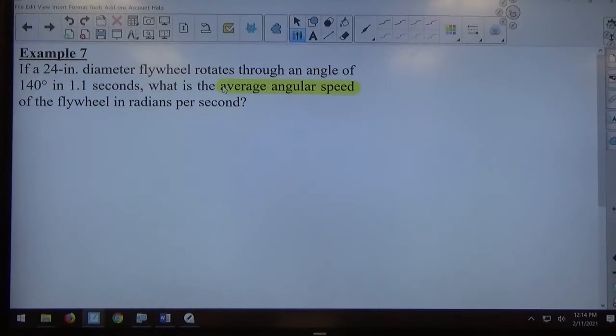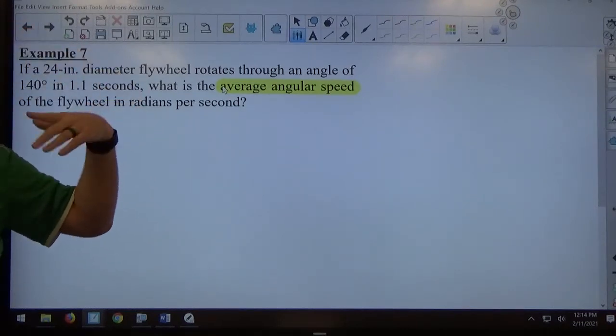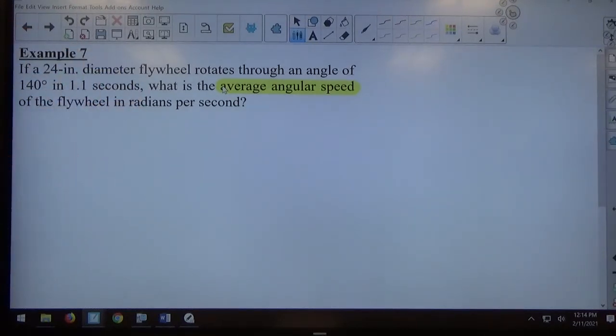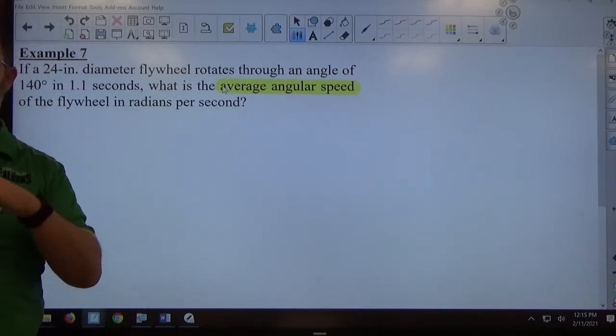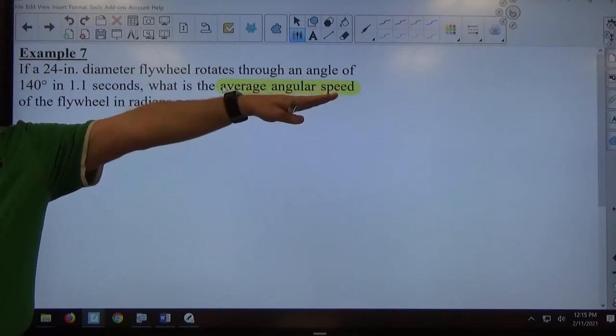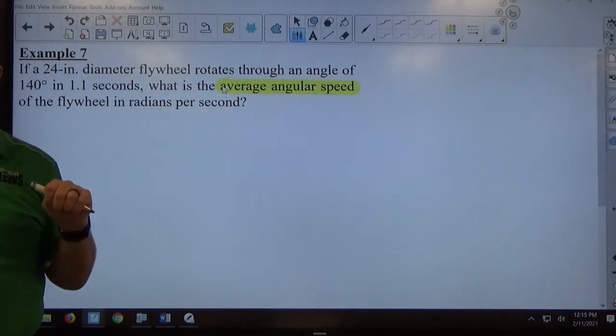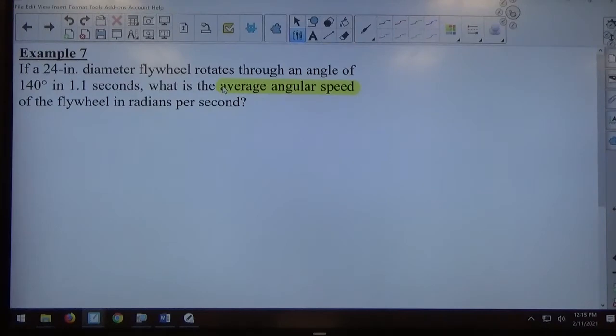Okay, angular speed involves a circular distance traveled per unit of time. And typically, the 24-inch diameter of the flywheel, that's not helpful information here. If we want to know the actual distance something traveled on the edge of the flywheel, that would matter. If we want to know the speed of a, let's say it's a car with its wheels turning at some speed, we want to know how fast the car's traveling based on the speed of the tires' rotation, then the radius of the wheel would matter.